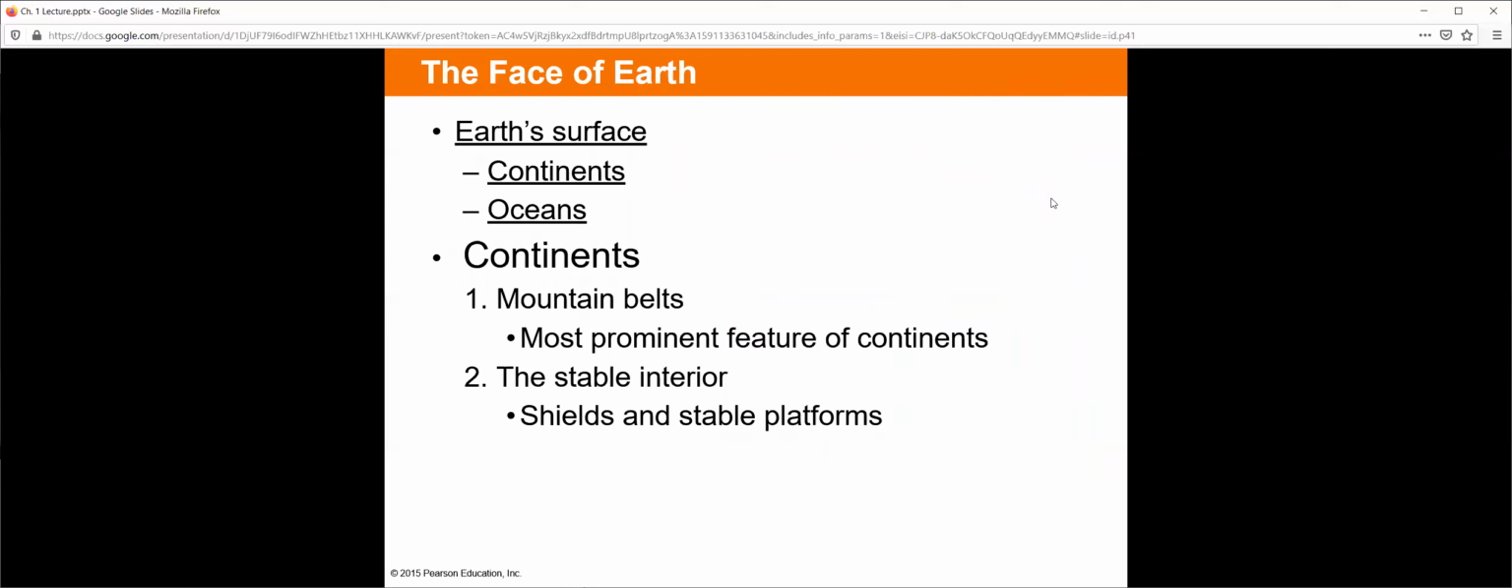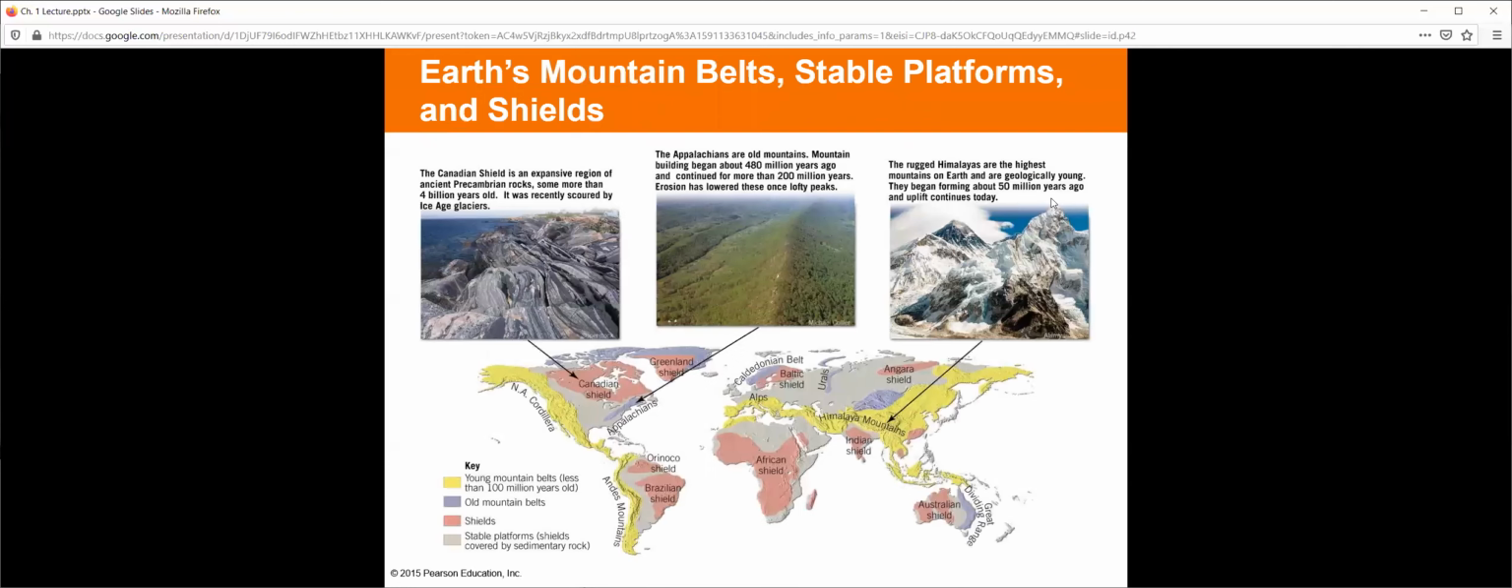Face the Earth. Let's talk Earth's surface, talk continents and oceans. What are the continents? The continents consist of mountain belts, which I'm sure you can picture are mountains, right? Most prominent features, and stable interiors such as shields and stable platforms. This map down here is a good example showing these differences: mountain belts and shields. You can say these are sort of a highland and a lowland, if you will.